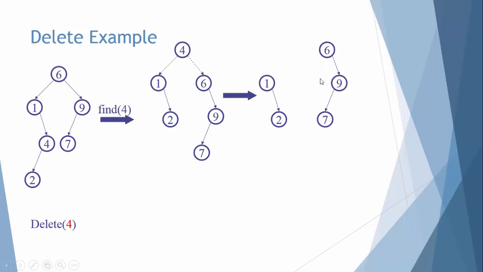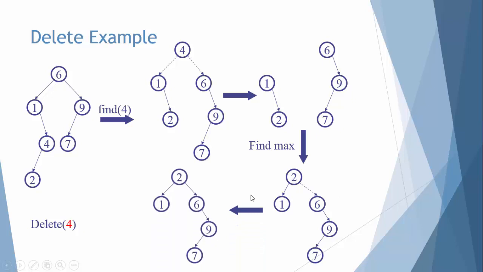Now the tree is divided into parts. The left part contains 1 and 2, and the right part contains 6, 9 and 7. The next step is to find the maximum element in the left subtree and splay it, which is 2. We splay 2 and join it with the right subtree. After this join operation, the deletion is completed.